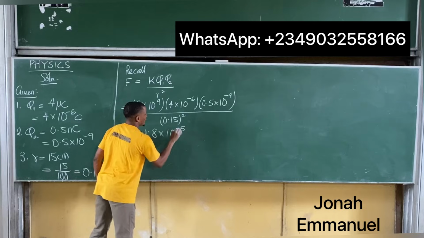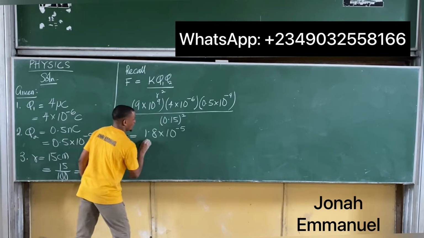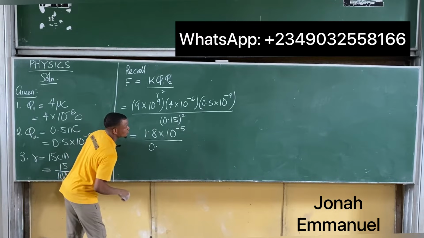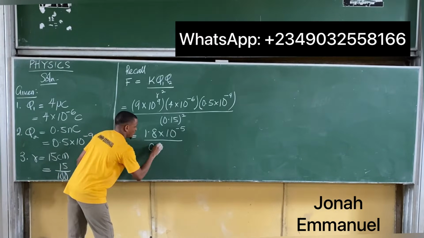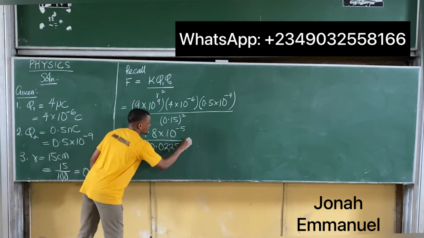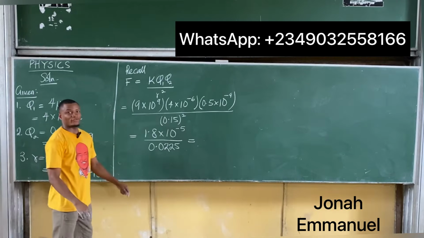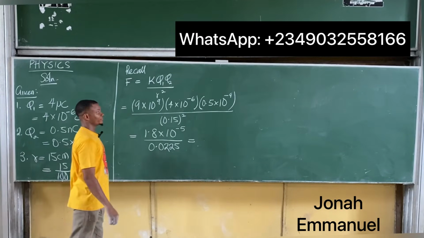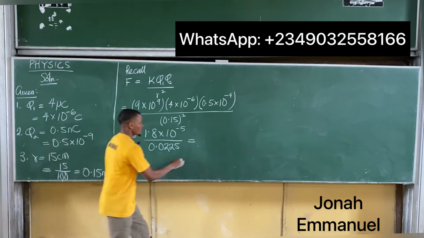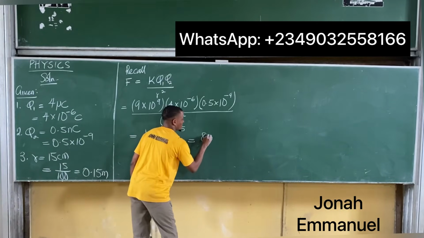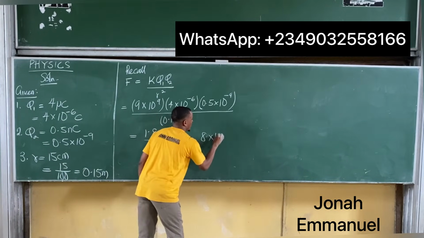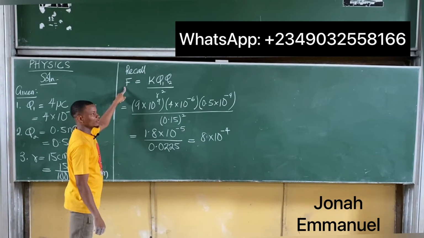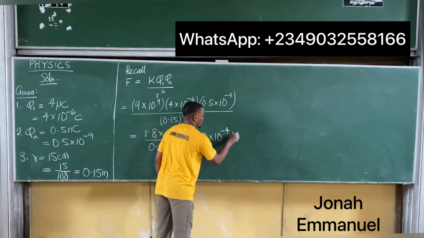Minus 5, all over this square gives you what there? 0.0225, right? 0.225. Please divide this correctly. What's your value? Divide this correctly. What's your value? 8 times 10 to the power minus 4. I'm getting force. What's your unit? It's in Newton. Force is in Newton.